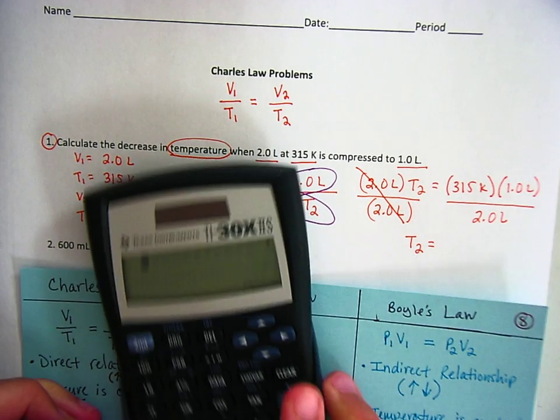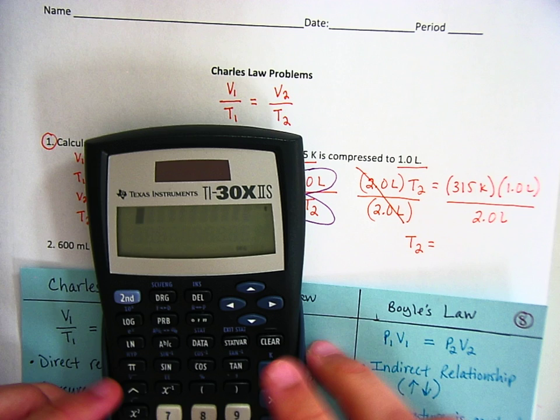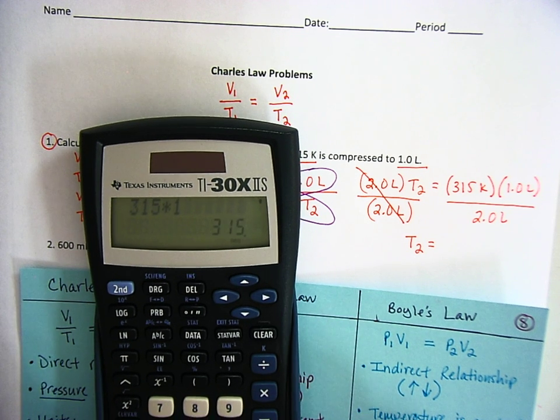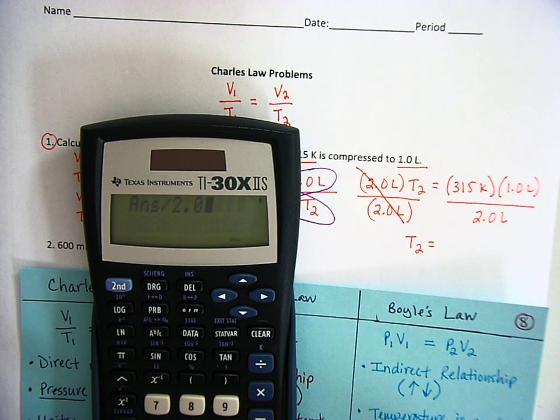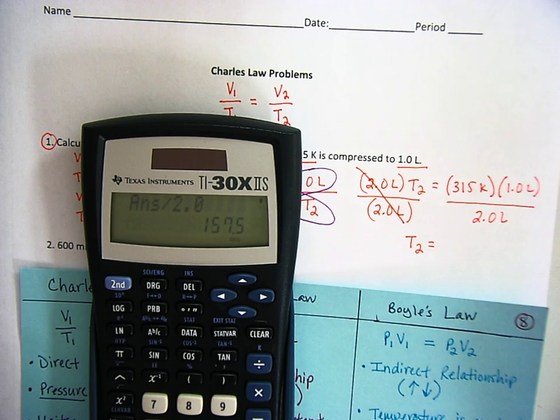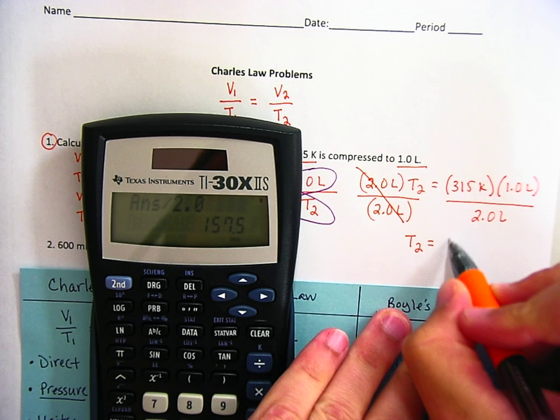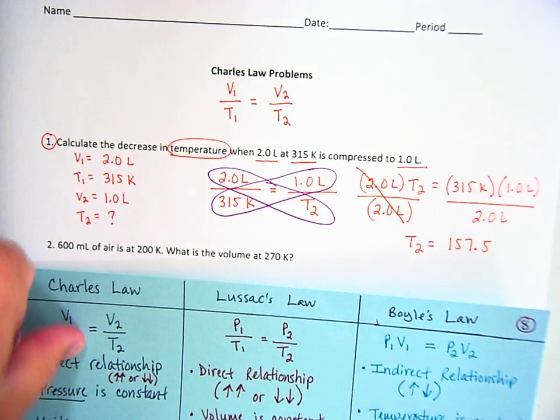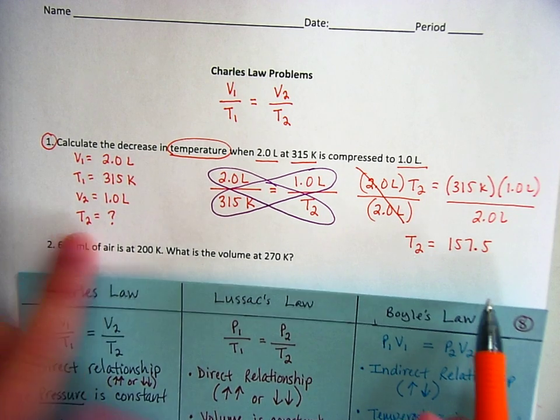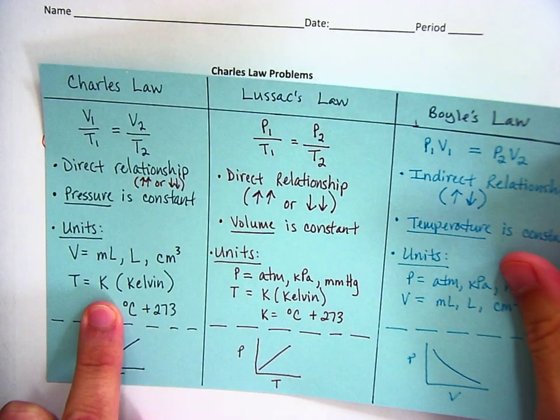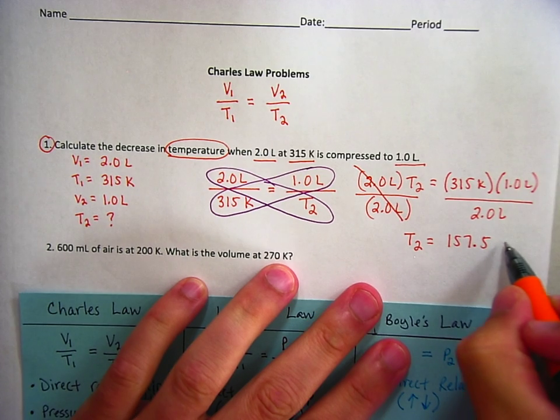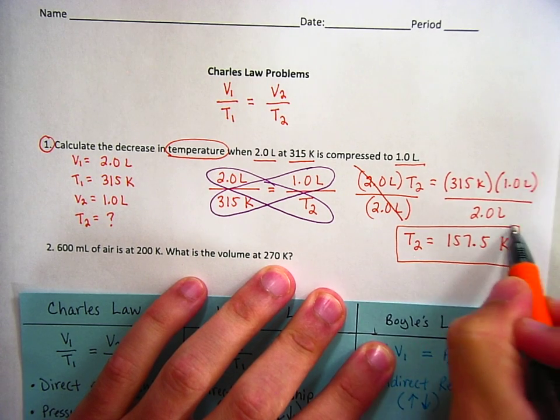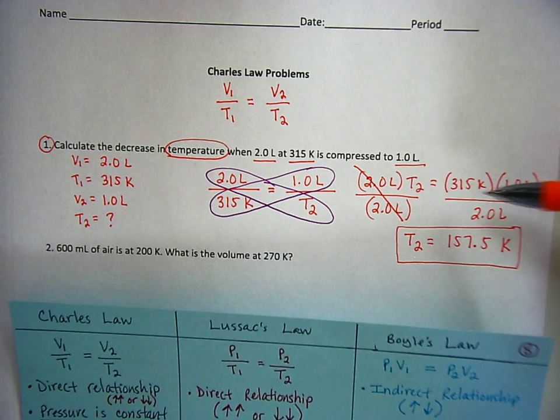So this is what we're going to solve in our calculator. On our calculator, we'll do 315 times 1 equals, then divide by 2.0 equals, and we got 157.5. Now, since we're solving for temperature, what's the unit? Well, our temperature always needs to be in Kelvin. So it's 157.5 K, and there's our final answer. Always circle it.